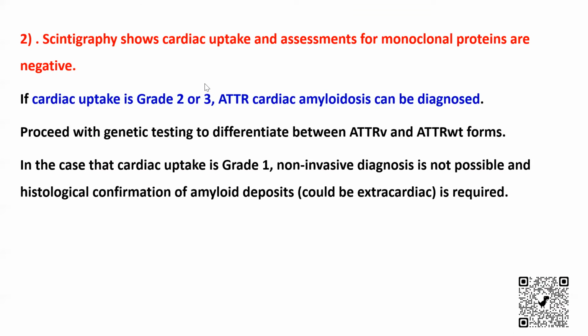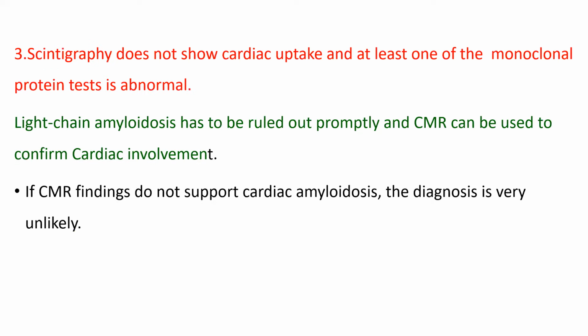The second scenario, scintigraphy shows some cardiac uptake and assessment of monoclonal proteins is negative. So in this scenario, cardiac uptake grade 2 or 3, and diagnosis of the cardiac disease can be made safely. So if scintigraphy is positive with grade 2 to 3 cardiac uptake and monoclonal protein is negative, then we can diagnose ATTR cardiac amyloidosis, and this is the only scenario in which we can diagnose cardiac amyloidosis in this patient without biopsy.